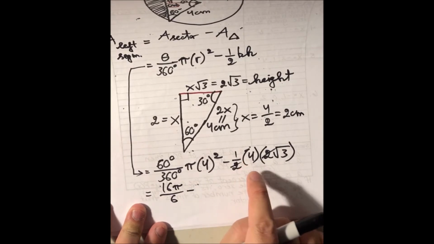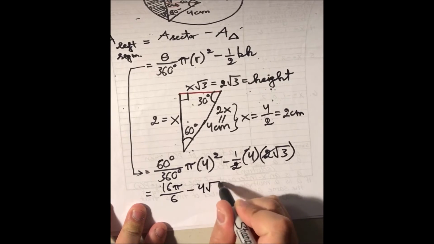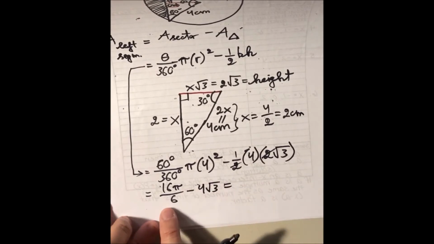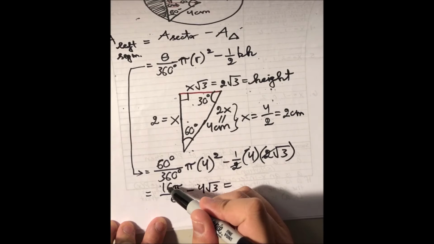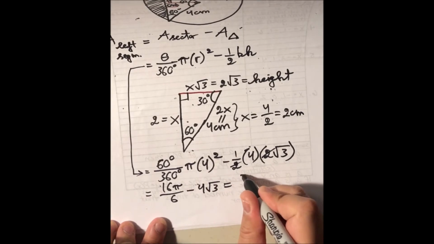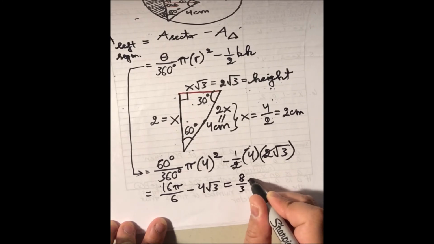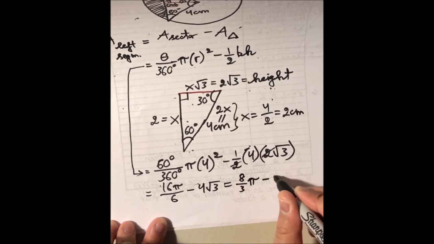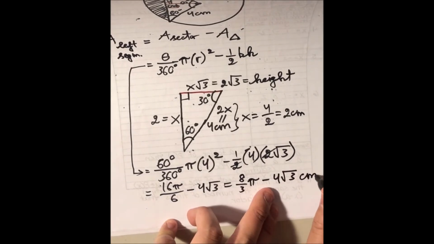Minus, well, we got 1 times 4 times square root of 3, which is going to be just 4 square root of 3. This fraction on the left here can be simplified even more by recognizing that the greatest common factor that goes into both 16 and 6 is going to be 2. So 16 divided by 2 is going to be 8, and 6 divided by 2 is going to be 3. So 8 over 3 pi minus 4 times square root of 3 centimeters square.